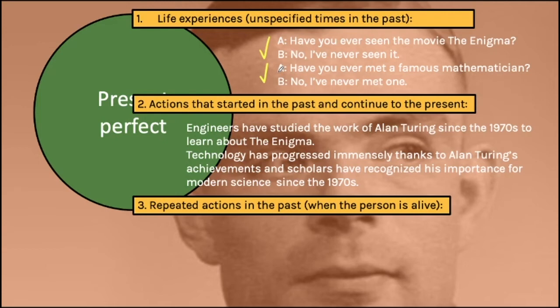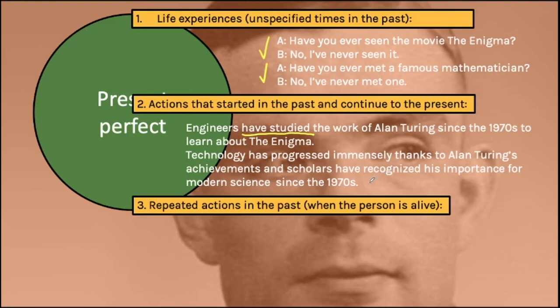That's why we use the present perfect. Engineers have studied the work of Alan Turing since the 70s. Technology has progressed immensely thanks to Alan Turing's achievements, and scholars have recognized his importance for modern science since the 70s. At some point in the past, Alan Turing made a contribution and technology started progressing, and it still progresses now. That's why we use the present perfect.